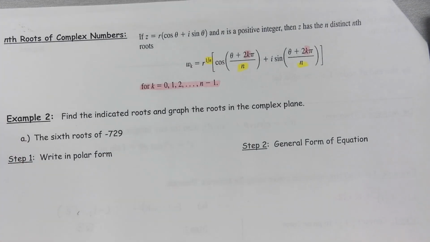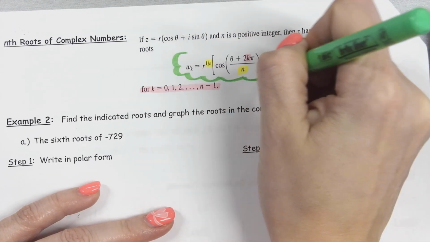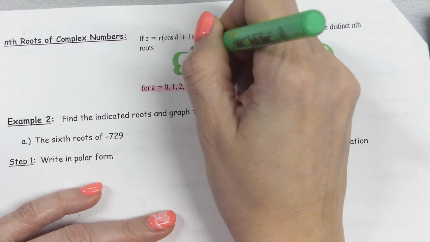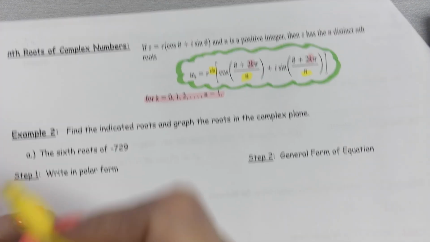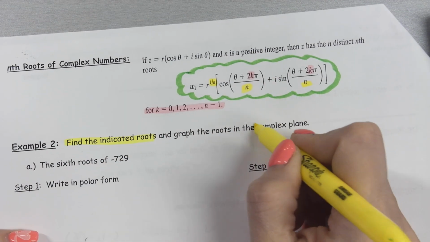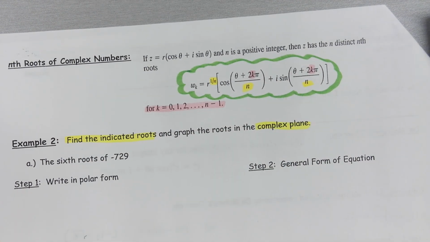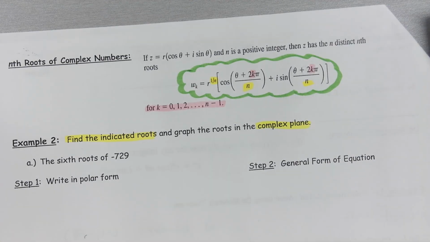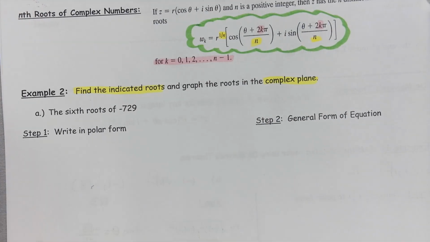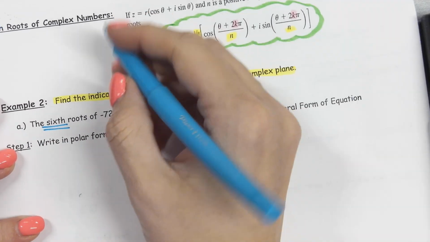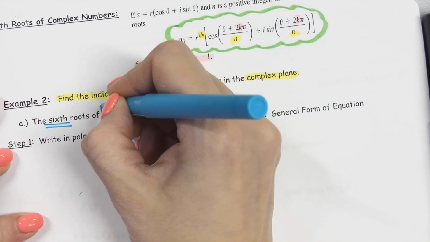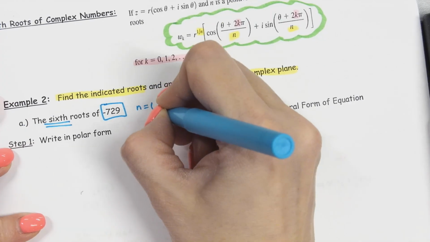Don't worry, we won't go up that far because that would be a lot of work. So we are going to be using this formula here to find the roots. You're going to find the indicated roots, and then we are going to graph them on the complex plane. You did a little bit of that in your 8.3 intro packet, graphing on the complex plane. For A, we are going to find the 6th roots of negative 729. So if you're finding the 6 roots, your n value is going to be 6.